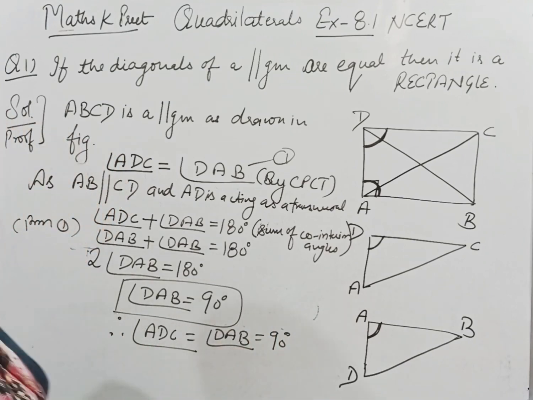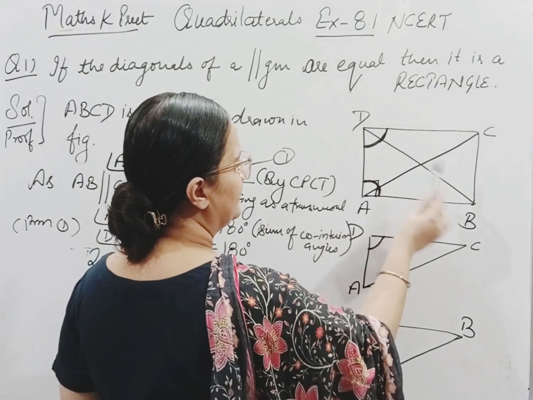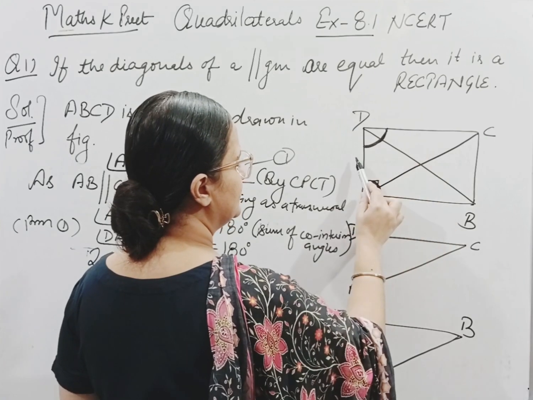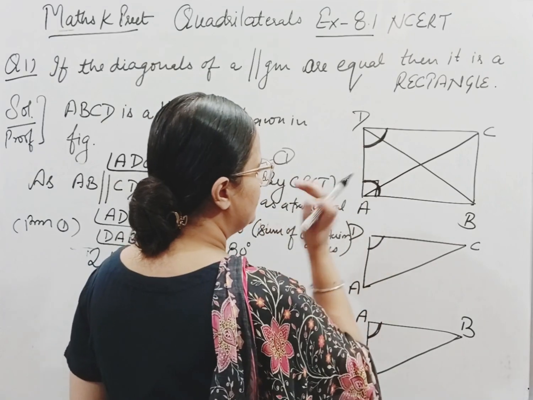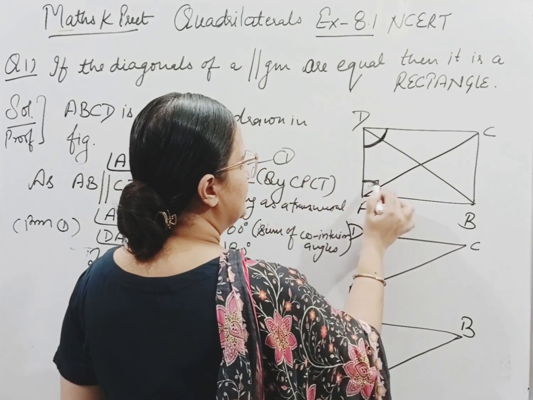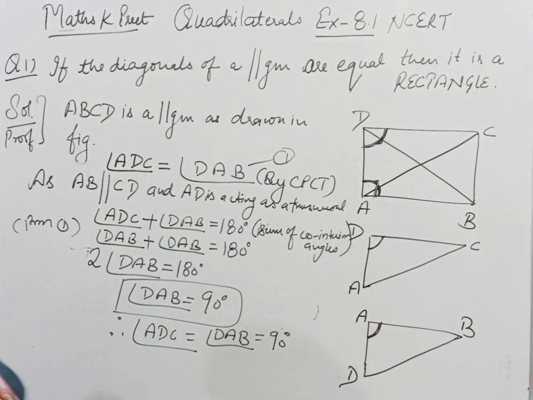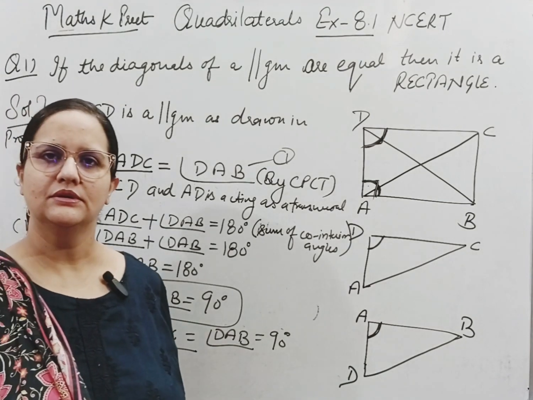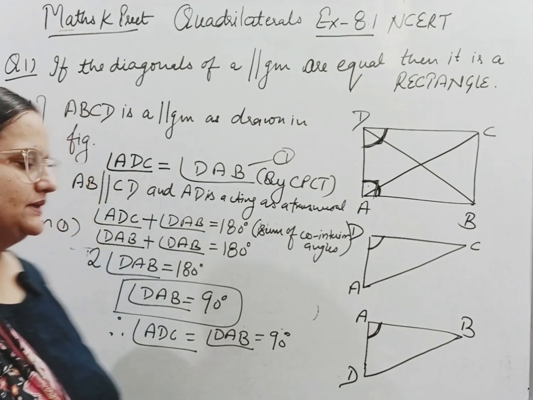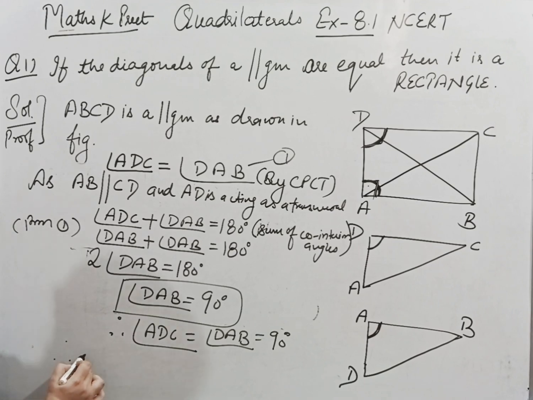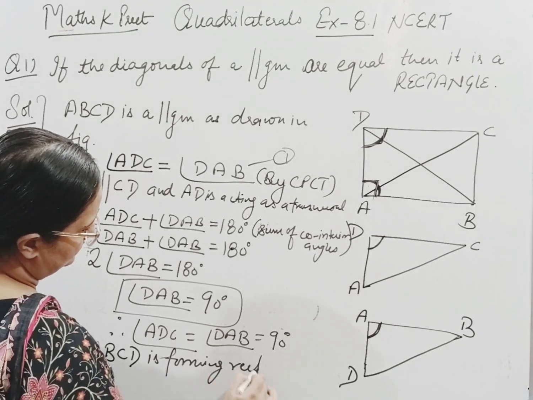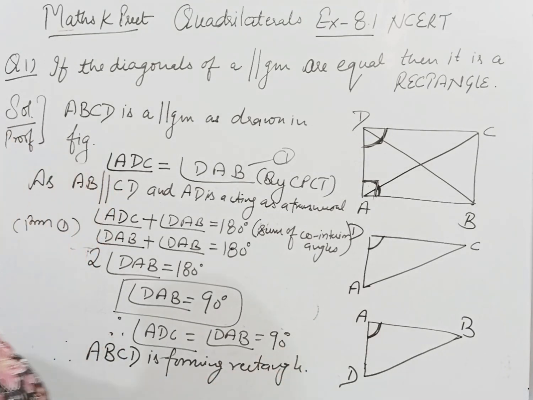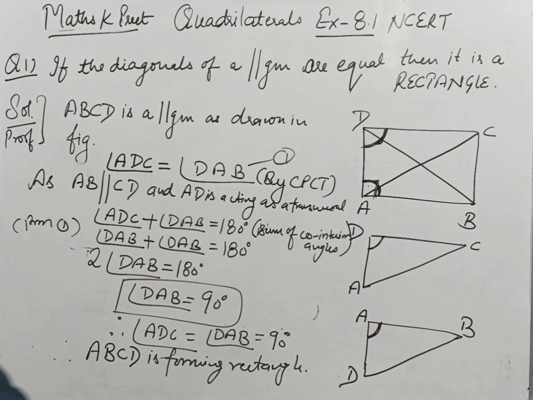So we have proved that in this figure, a parallelogram is given with equal diagonals, and we have proved that this angle is 90 and this angle is 90. This fulfills the definition for a parallelogram to be a rectangle. Therefore, ABCD is forming a rectangle. So this is the proof or solution for question number 1.